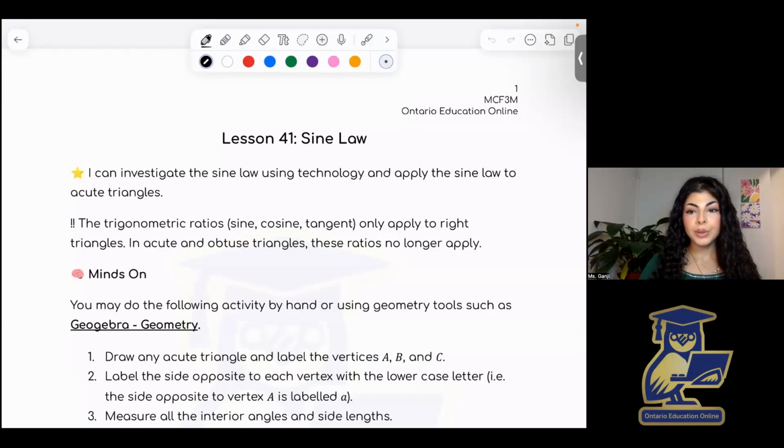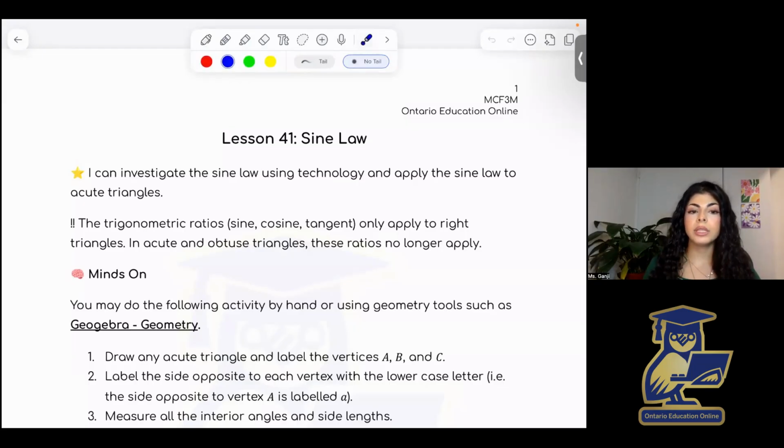Hello and welcome to our next lesson. Today we are looking at sine law and we are going to be investigating sine law using technology and also applying it to acute triangles. And remember, acute triangles are those in which all the interior angles are acute angles, which means they are less than 90 degrees.